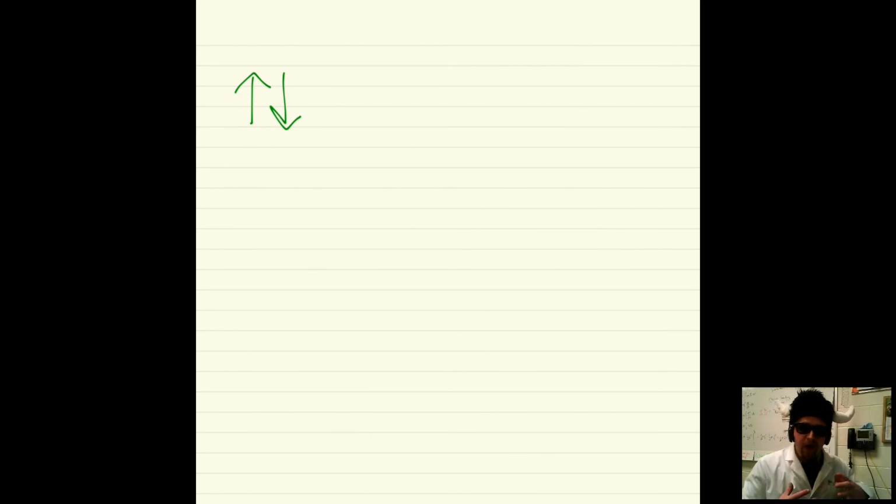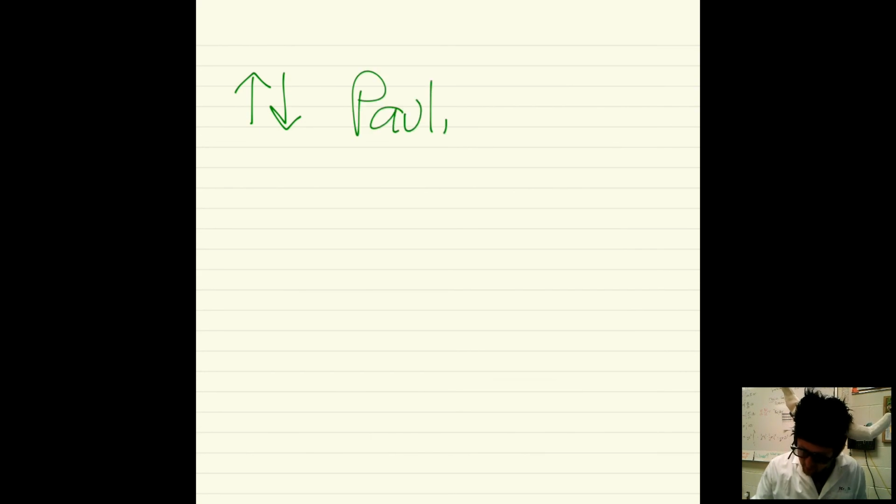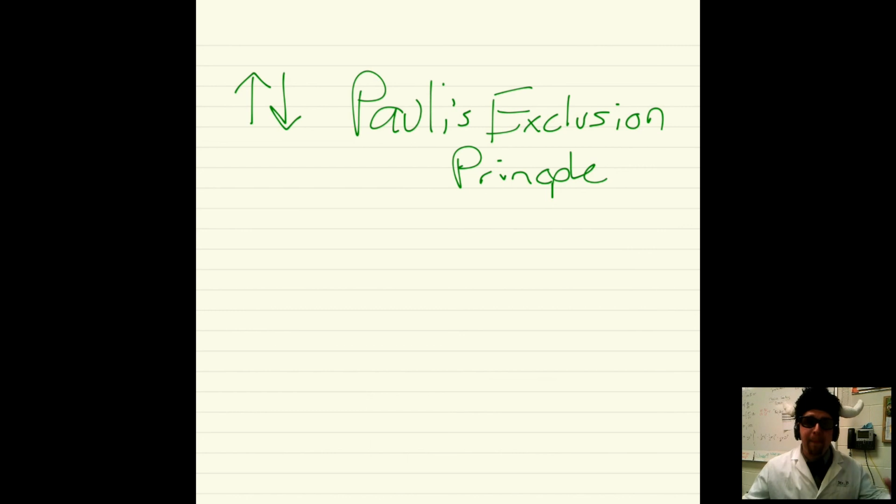So there was a guy, and his name was Pauli, and Pauli said that there has to be these opposite spins inside an orbital. So we call this Pauli's exclusion principle. So when you think of opposite spins, think Pauli.